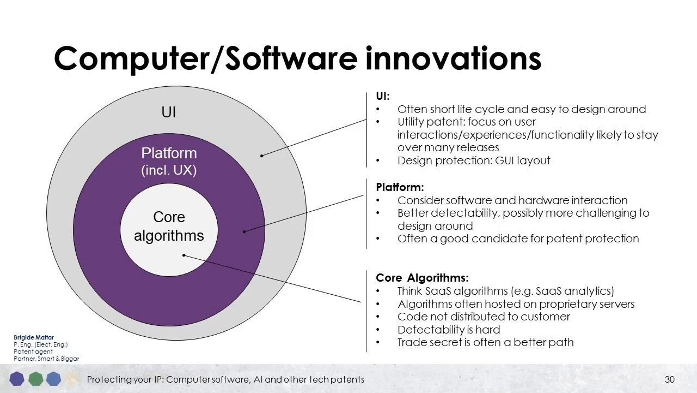The final layer is the one I refer to as the user interface, and really has to do with the user experience. So what the user sees, what's the interactions. Typically those change more often, although very often there's core elements that remain. So for those, you can consider patent protection, and you can also consider looking at design protection, for example, for the GUI layout or others.